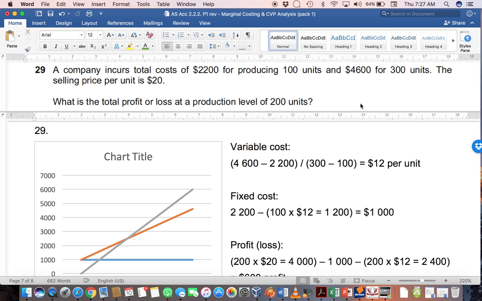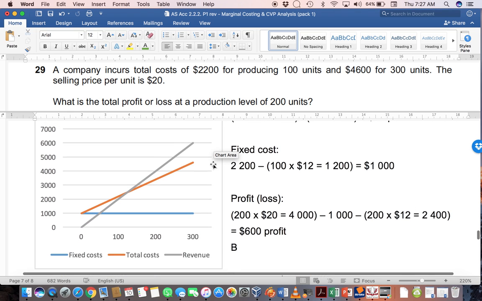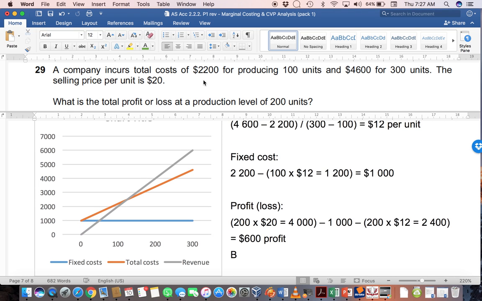Although you obviously don't have to draw up a graph, you can just do it using calculations. The graph might help you to understand better what exactly is going on here and why the calculations work, and that is why I have created a graph for you. So in this graph, what I've done is I have redrawn it based on, if we know that the total costs of 2,200 are at 100 units, that means that my orange line over here is going to be 2,200 at 100 units.